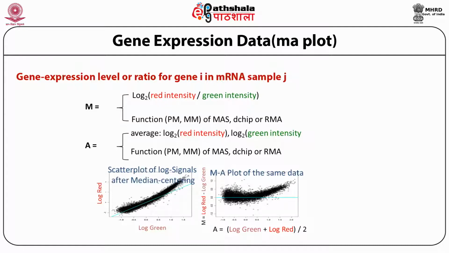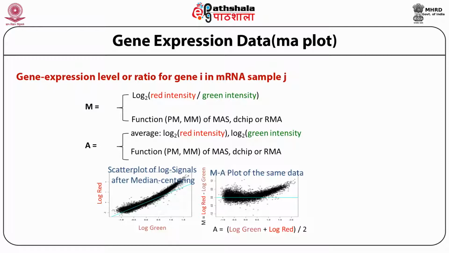The gene expression level is the ratio of the gene which has actually been expressed in a particular RNA or mRNA sample. So we are going to calculate what we call M, which is essentially the log2 fold of the red intensity by the green intensity. Of course, red and green are something we define, whether our control is red or our test is red. So this is our convention.